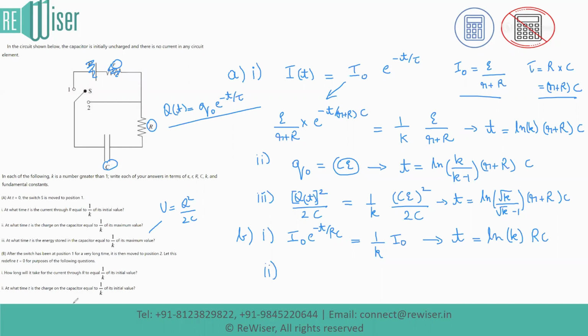Moving on to part 2, the last part, they're asking at what time is the charge equal to 1 by K times the initial value. Use the exact same equation. You end up with t is equal to ln K times RC. So this is the final answer to our question. Thank you.